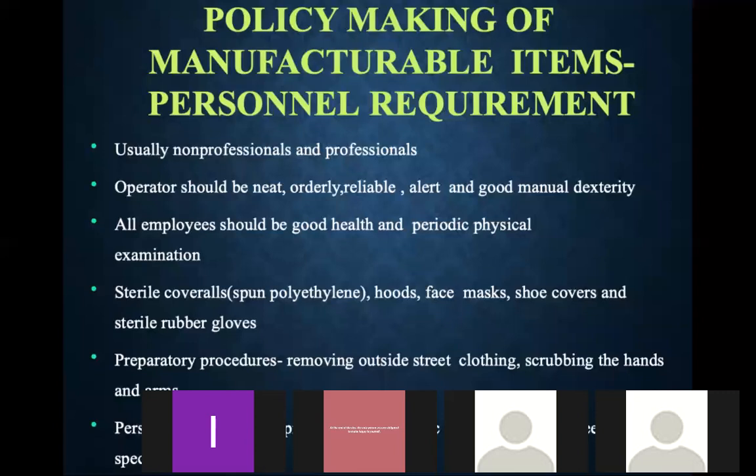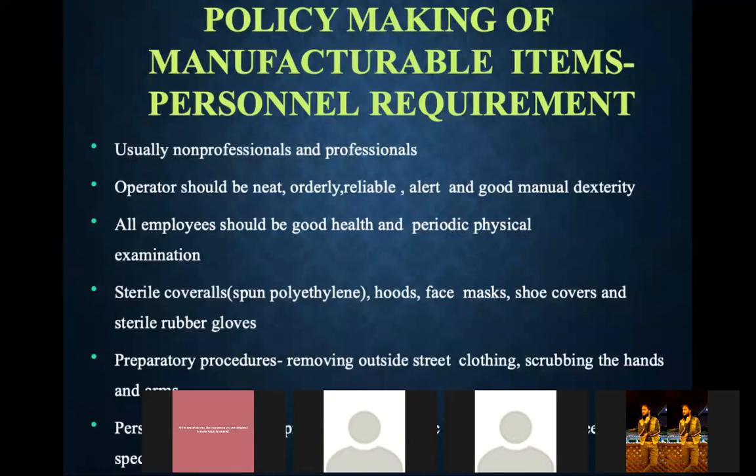Non-professional, the pickers, so many staff is also required. Non-professionals and professional staff. So operators should be neat, orderly, reliable, alert, and have good manual dexterity. They must be operators who have to run the machines, because when you are going to manufacture a product, it must be a neat and clean environment. Should be in good health with periodic physical exams. No patient suffering from a disease is allowed.